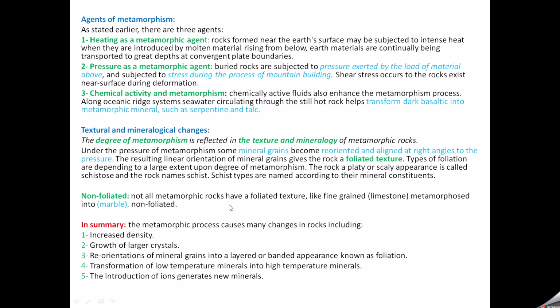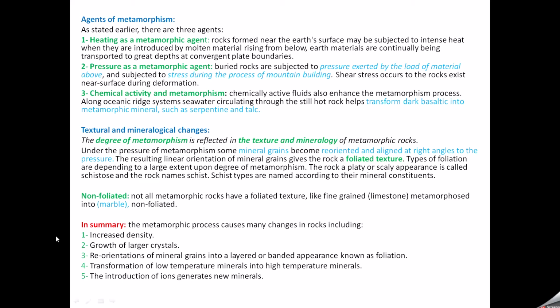non-foliated rocks. Not all metamorphic rocks have a foliated texture, like fine-grained limestone metamorphosed into marble. Limestone metamorphosed into marble. Quartz metamorphosed into quartzite.